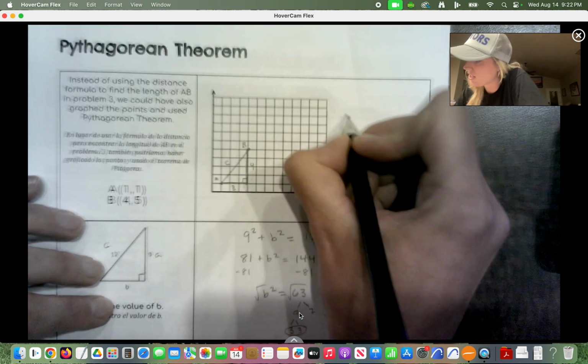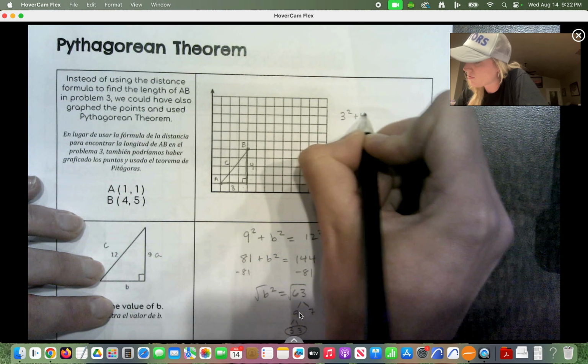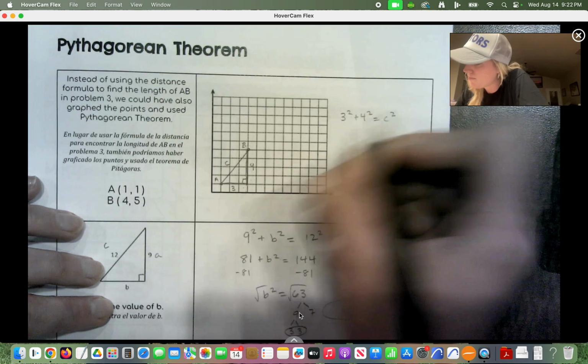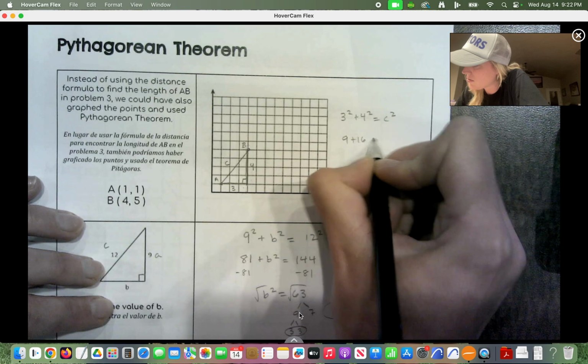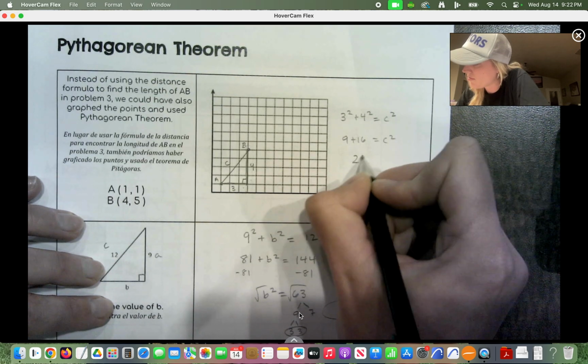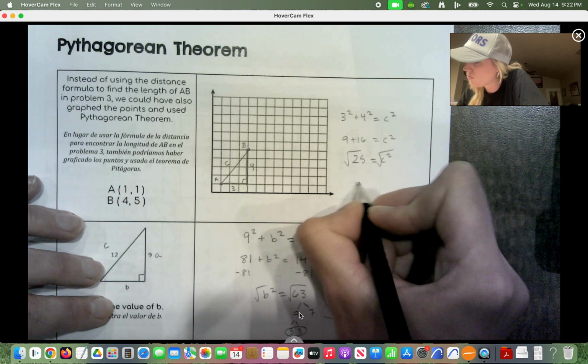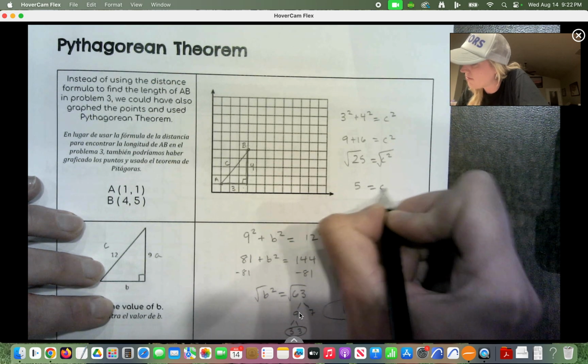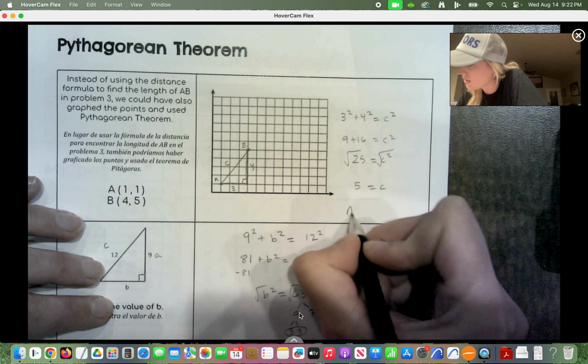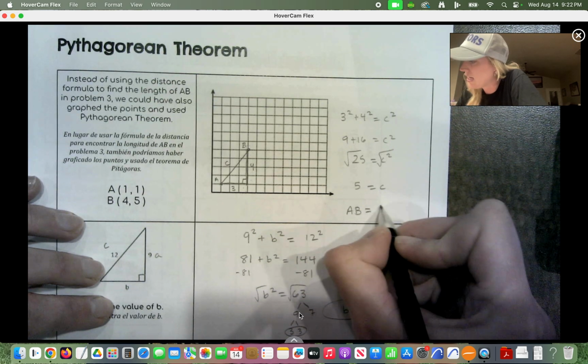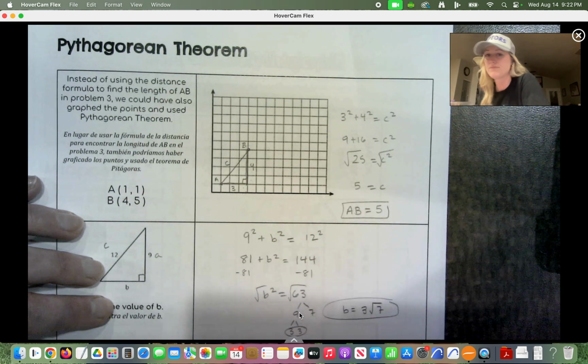That's C. So then I can set up 3 squared plus 4 squared equals C squared. 9 plus 16 equals C squared. So 25 equals C squared. This one's a nice perfect square. When I take the square root of 25, I just get 5. So the distance from A to B, which I can also write like this, AB, has a length of 5.